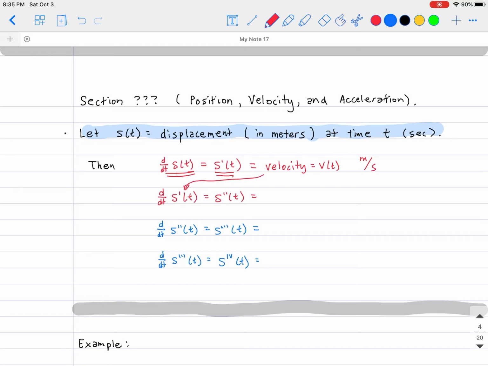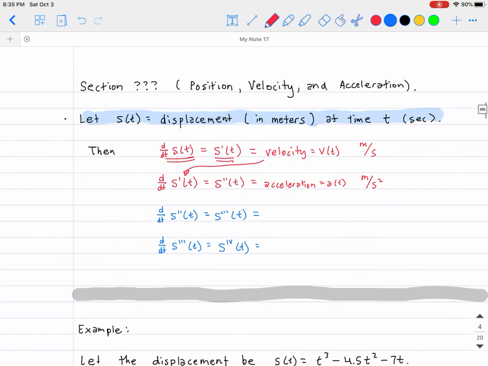Now, go a little bit further. If I take the velocity equation and take its derivative, its unit is going to be meters per second squared. That is the acceleration, so it is our second derivative. In conclusion, if my original equation is displacement, meaning position, then the first derivative is velocity, and the second derivative is acceleration at any given time.